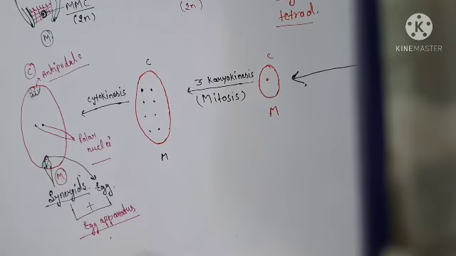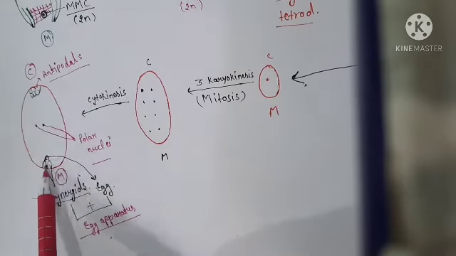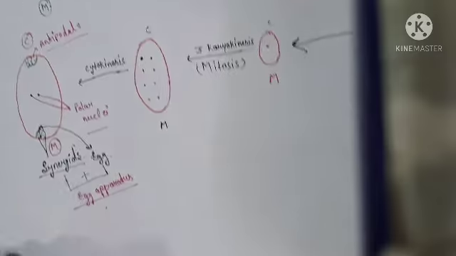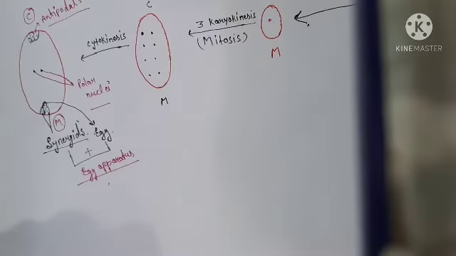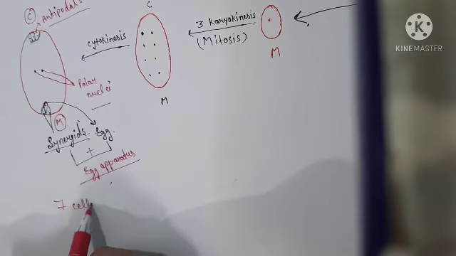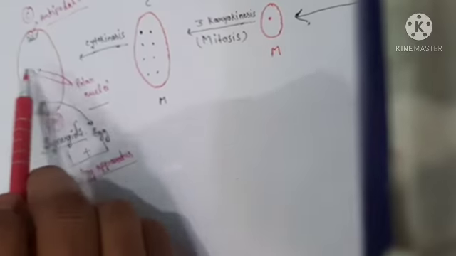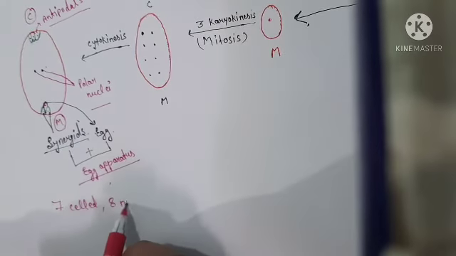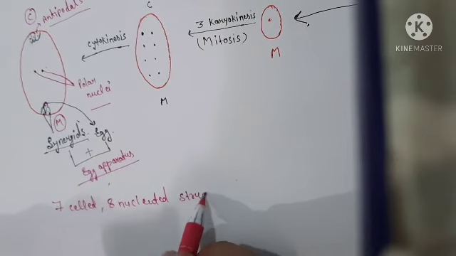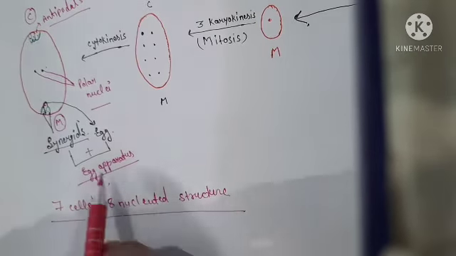Okay friends, so it is formed or not? Let's see, 3 cells, 3 cells, that is 6, and one larger cell, that means it is 7-celled and 8-nucleated. 3, 3, 6, 7, 8 means 8-nucleated structure. 7-celled 8-nucleated structure.